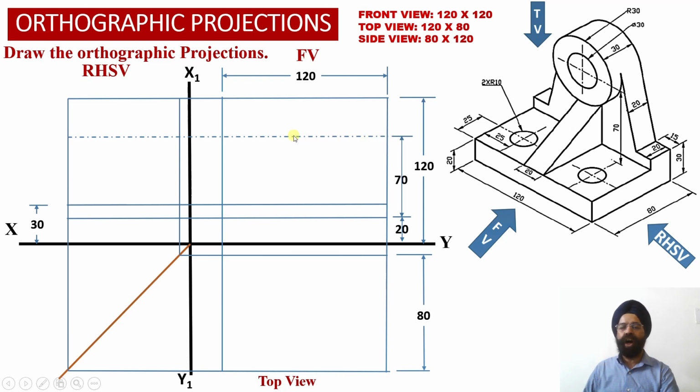at a height of 70 millimeter from the top surface of this horizontal web into the front view projections over here. And we have extended this center projection line into the right hand side view projections as well. And we know that the center point is located at the center of the width of this object over here. So we know that the total width of the object happens to be 120 millimeter.